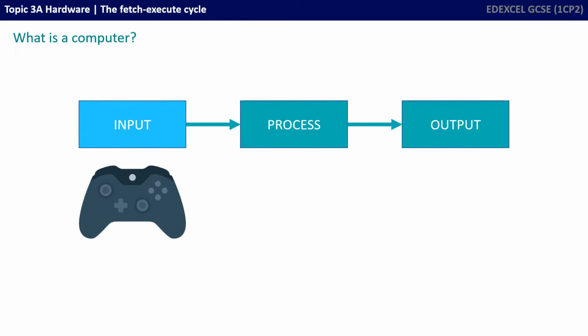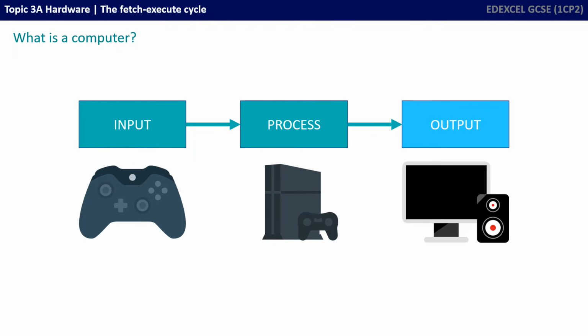But this could be way more complex. For example, with a game console, the input could be the buttons you press on a controller. The processes would then be carried out by the console itself. And the output would be some form of update to a monitor and sound out through a speaker, possibly vibration feedback through the controller.